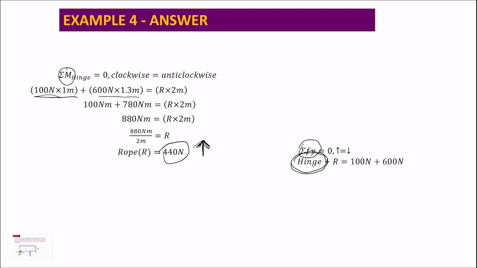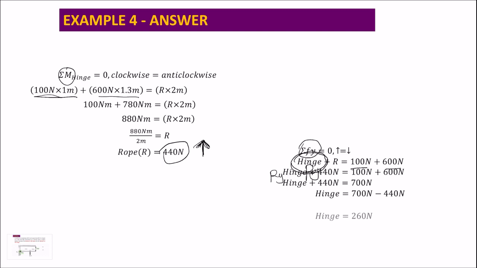So, hinge ataupun if you name it RY pun boleh, ikut suka you. Plus R, which is the tension of the rope. Semua ini force yang arah ke atas. And force yang turun ke bawah adalah self weight of the rod and the load. And you can replace the value of the tension in the rope, which is 440 Newton, plus with hinge, equal to 100 Newton plus 600 Newton ataupun RY lah kalau nak namakan dia. And you can get the value of the hinge ataupun RY, 260 Newton.